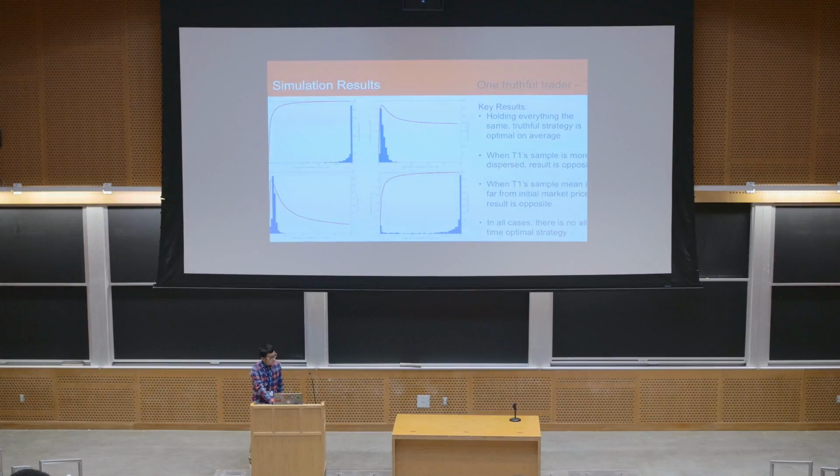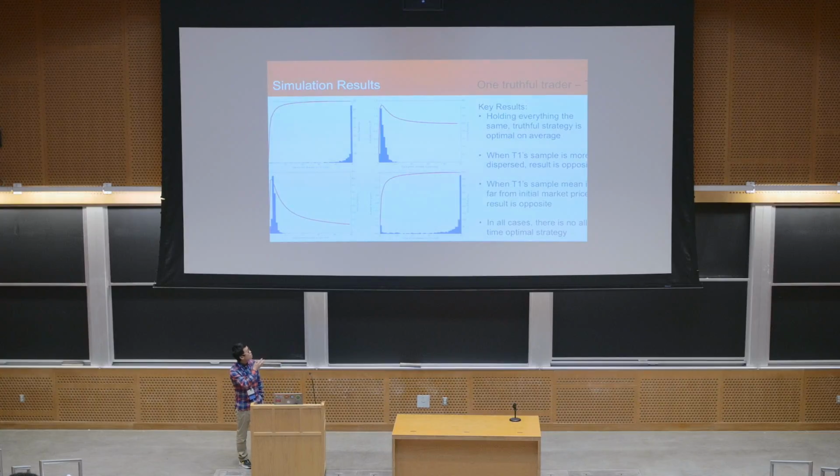A similar pattern occurred in the bottom left picture. There, we return to the initial assumption, but we assume that T1's sample mean is very far from the initial market price. The intuition here is that if your belief is very different from the market's price, then either you're wrong or the market is wrong, but more often it's just you who are wrong. And then it's common sense that you shouldn't be trading so often in the first place.